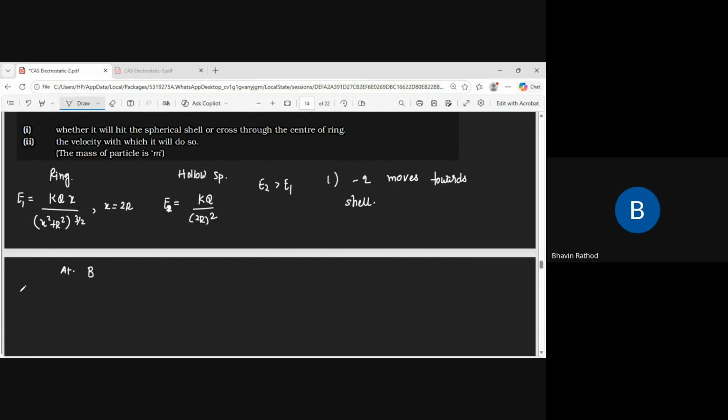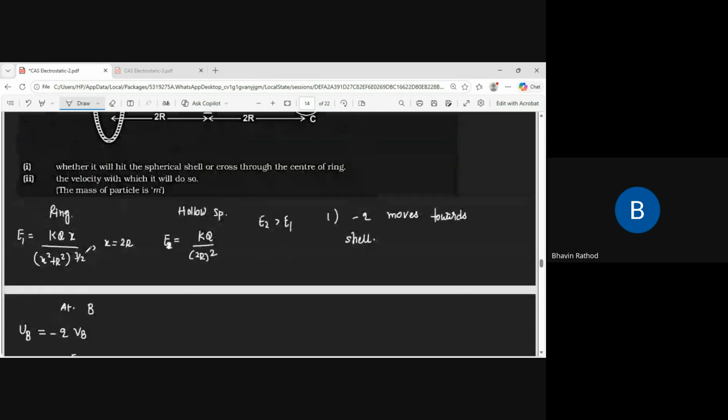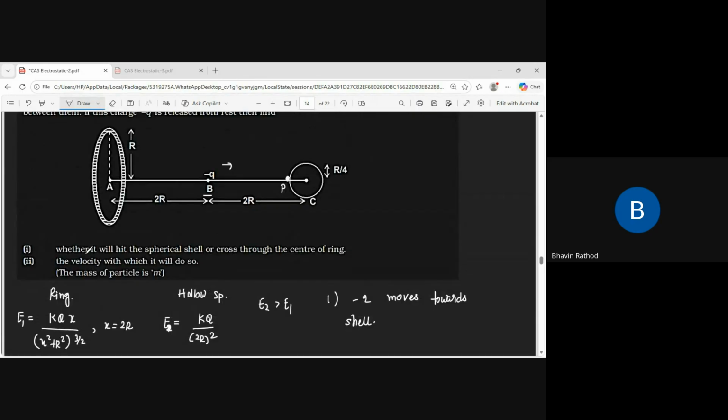It will be equal to the charge Q into VB. And it will be negative because Q itself is negative, right? And the VB is the total potential because of the shell and because of the ring, right? So in terms of an expression, the potential of a ring, we can find out like this.